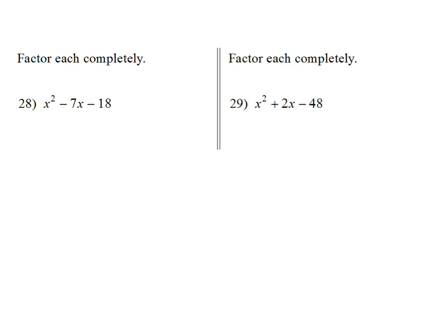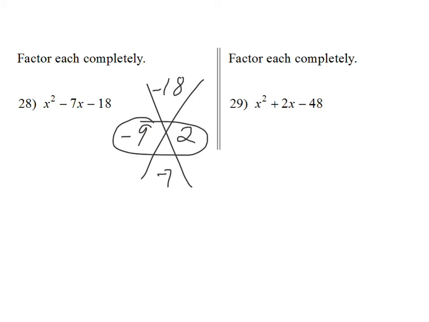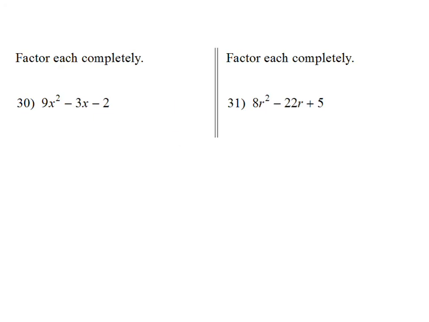Here we're asked to factor completely. This is just a quadratic trinomial. Again, this is just where we'd use the x method before. We put negative 18 on top, negative 7 down below. We have negative 9 and a positive 2. These multiply to give me a negative 18 and add to give me a negative 7. So it's x minus 9 times x plus 2. So again, follow that step for 29.